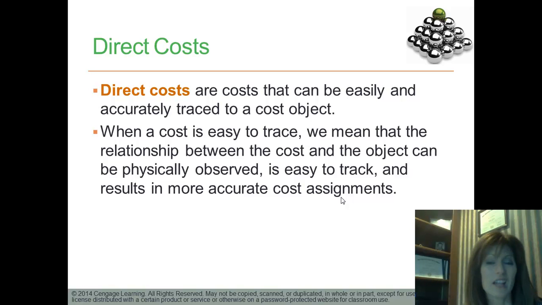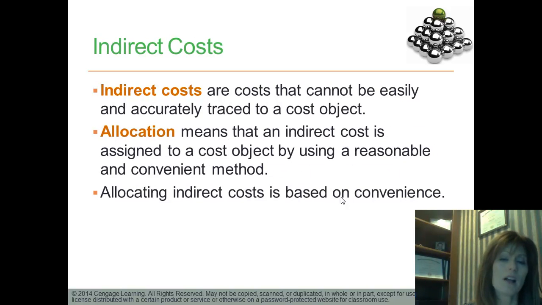The cost of advertising in the area, that's a little bit tougher because it's hard for me to see which store that is directly going towards. Indirect costs are things, again, that can't be easily and accurately traced to a cost object. So it's not clear what that relationship is, so we have to come up with a means to allocate them. We allocate a cost as a convenient way to do it.